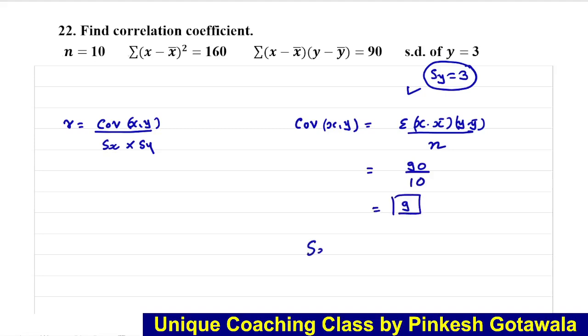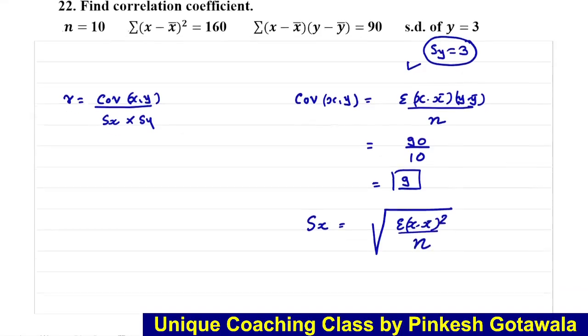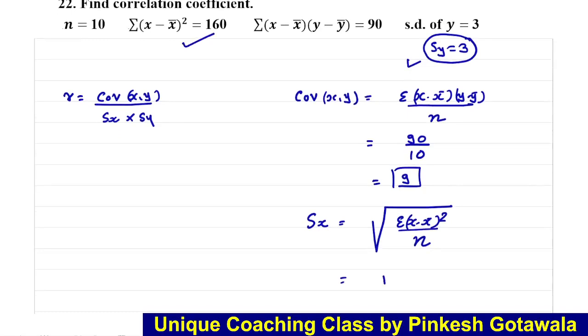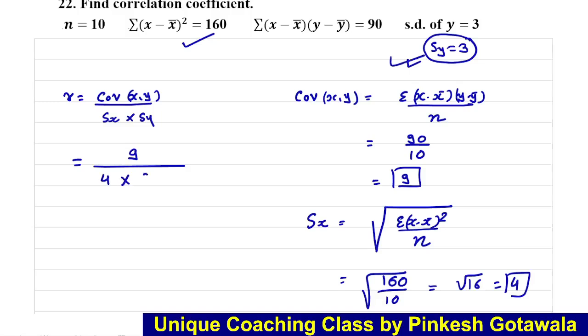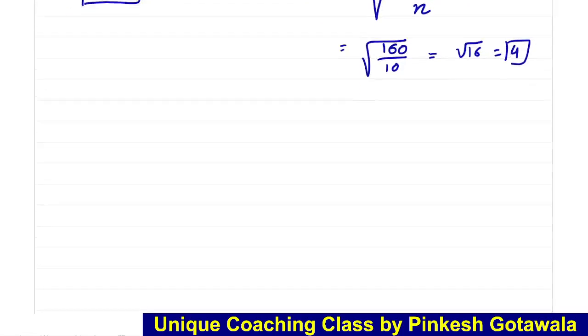And then we need Sx also: square root of sum of (x minus x bar) whole square divided by n. X minus x bar square is 160 and n is 10. So it is 16. If we take the root, you will get the answer 4. Now just put the values here. COVXY we get 9, Sx we found 4 and Sy is given as 3. So 9 divided by 4 divided by 3, we get 0.75. So simple one.